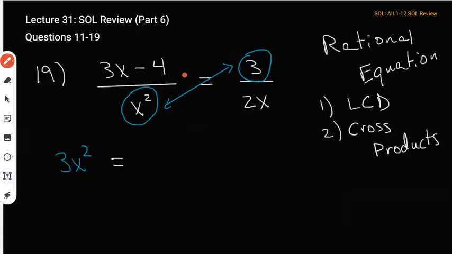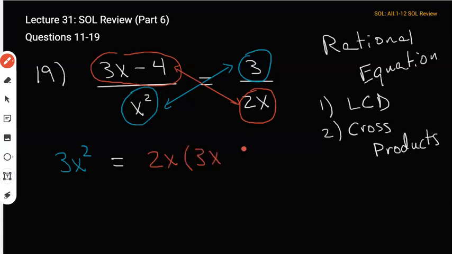So in red, I'm going to draw a line from the top of the first fraction to the bottom of the second fraction, like that. And I'm going to circle the 3x minus 4 and the 2x. And we're going to multiply those together. And there you have it. So let's see if we can solve this. What's the first thing that I have to do to solve it?